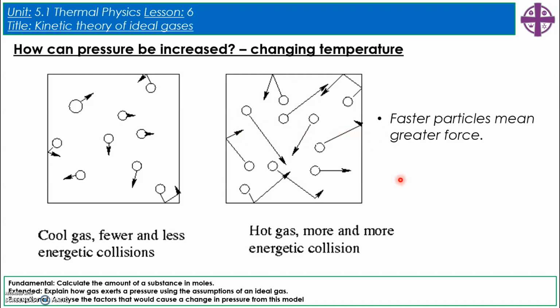So you can summarize it with these 2 bullet points. Faster particles means a greater force, therefore more pressure. And faster particles means more collisions, and therefore more pressure. Once you've finished this, make sure you do the quiz on the kinetic theory of ideal gases.